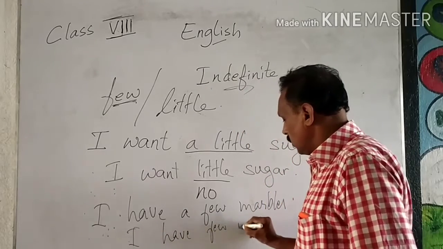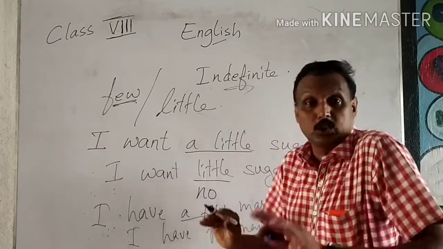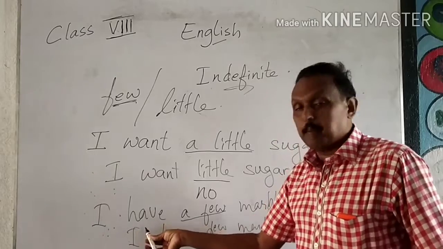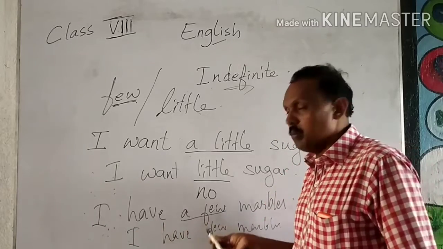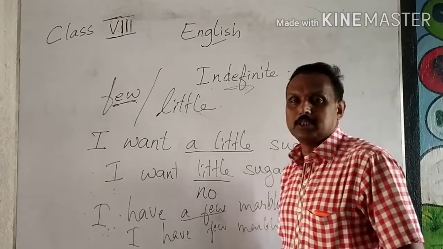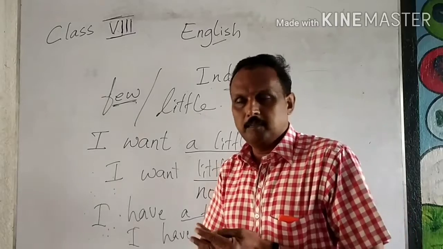So in these two sentences, what do you understand? Don't think only "a" is missing, so it is correct. It is not a big issue, but it will completely change the meaning. "I have a few marbles" means I have some marbles with me. "I have few marbles" means I have almost no marbles with me. Is it clear?